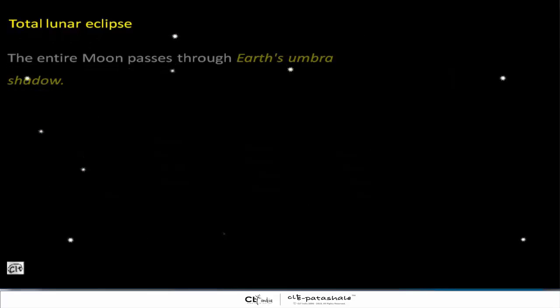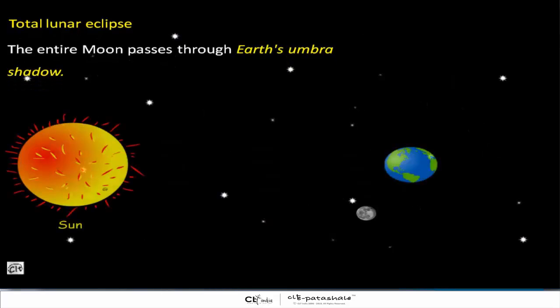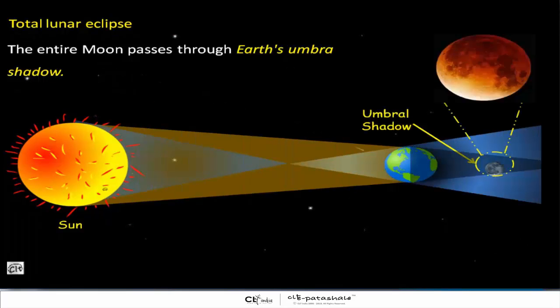Total lunar eclipse. The entire moon passes through Earth's umbra shadow. In the below diagram, you can see the moon in the umbral shadow of the Earth.